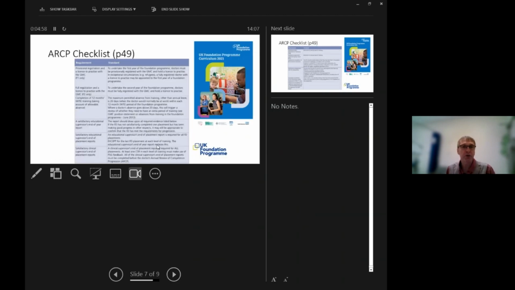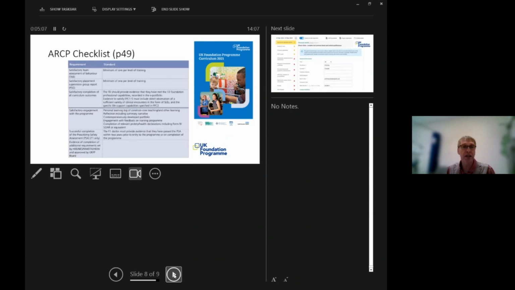Details of exactly what's required for the ARCP can be found in the curriculum, which is on the UKFPO website. There's not a very long list, just those two slides' worth of the things that need to be provided by the end of the year, or in fact by the end of May, because June is usually the time that ARCPs are done, ready for the GMC to register, certainly the F1s, from the beginning of July.